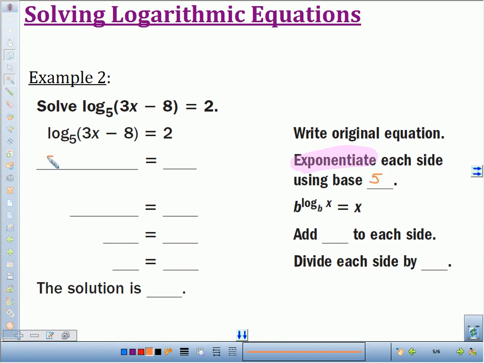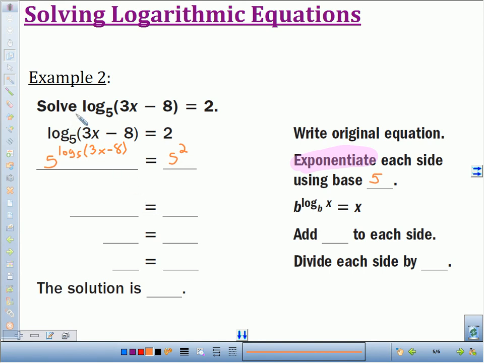So let's do that. We're going to have 5 to the log base 5 of 3x minus 8. Right? This is one of those times when you might want to write really big so that it's easy to write this down and not make any mistakes there. On the other side, 2 is also going to become an exponent of 5. So we're going to have 5 to the second power.